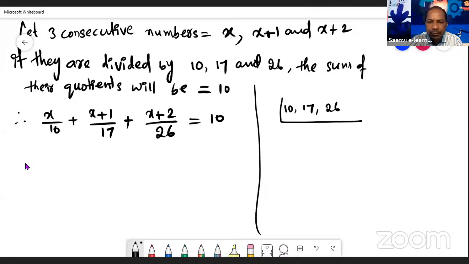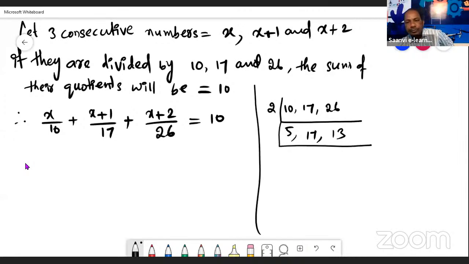If we find the LCM, two-table is possible here, no? 2 5s are 10, 17 is not possible with the two table, and 2 13s are 26. Again here the two table is not possible. Any table is not possible here. Now, 5, 17 and 13 are prime numbers, so we all know that their product is their LCM. Now multiply them.